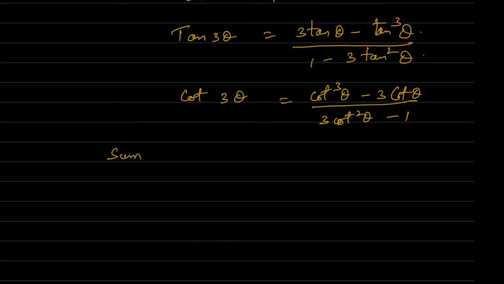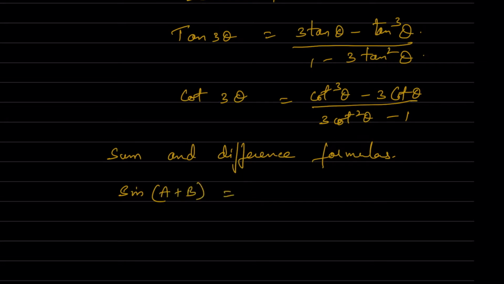Next we have some important formulas, sum and difference formulas. These are very important here when we are using this in exercise 3.3. We'll be using most of these formulas, but you have to know these more frequently. So sin a plus b is equal to sin a cos b plus cos a sin b. This is the first formula which we have.